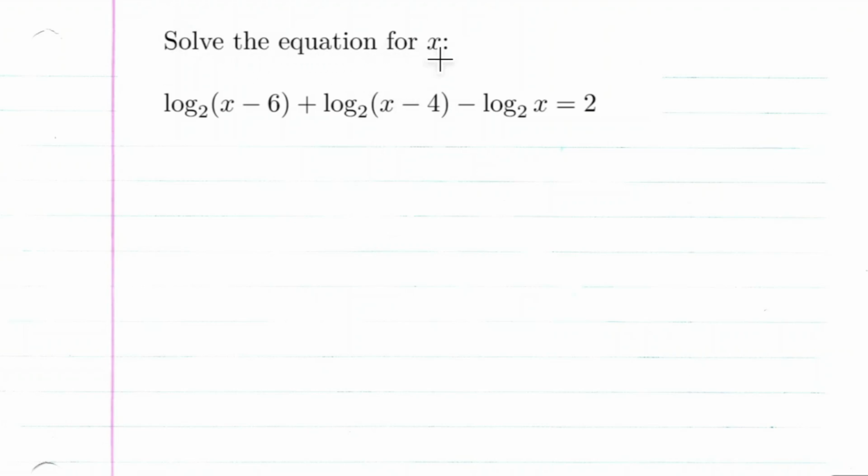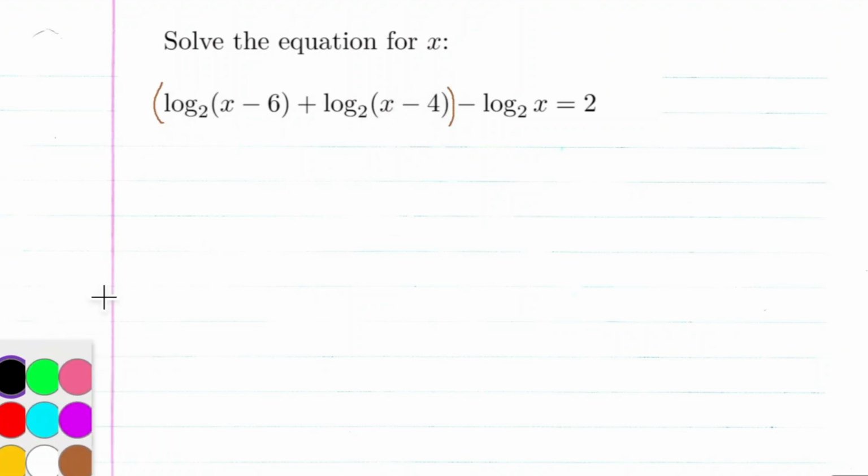Okay, so we're going to solve this equation for x. We're going to solve log base 2 of (x minus 6) plus log base 2 of (x minus 4) minus log base 2 of x is equal to 2. Now, let's go ahead and get started. First, we're going to use the product rule, so that basically we're going to put these two together.